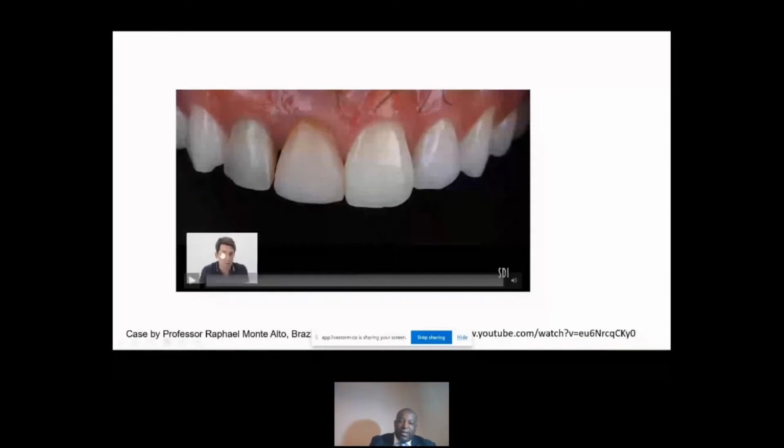It is in Brazil. There's a lot of aesthetic work done, and Professor Alto does a lot of work looking at various cements. On that site, it has many cases that he's done. It's well worth looking at this to see the benefits of using a self-etching cement. So let's go through this process.